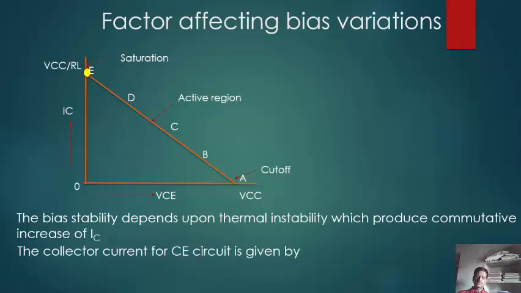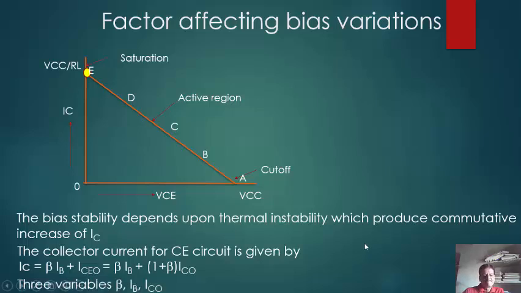So the collector current for the common emitter circuit depends on some factors: IC is equal to beta times IB plus ICEO. Here beta is the current gain, IB is the base current, and ICEO is the leakage current, that is the collector current when the emitter is open. So IC is equal to beta into IB plus ICEO, which is also represented by beta into IB plus (1 plus beta) into ICO. So this is the collector current. Now in this equation there are three variables: beta, IB and ICO.